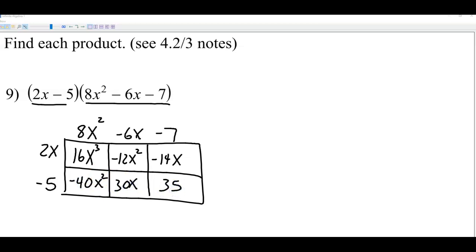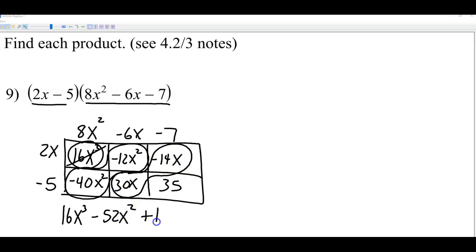And I'm going to take the answers out, starting with the term with the biggest power. And then I'm going to go to the next biggest power, which is the squares. We're going to combine our like terms there, which is negative 52 in the next squared. Then we have the x terms. 30 take away 14 is 16. And then 35. And there's our final answer for that one.